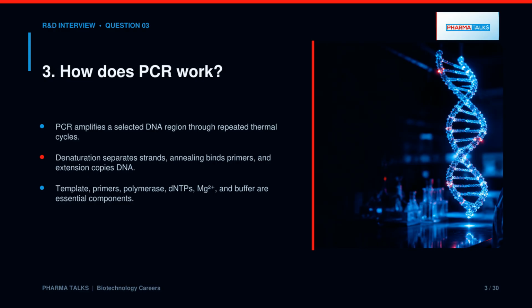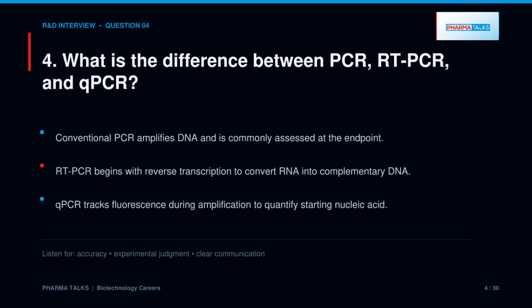Conventional PCR detects amplified DNA at the end of the reaction. RT-PCR adds a reverse transcription step, converting RNA into complementary DNA before amplification. Quantitative PCR, or qPCR, monitors fluorescence during each cycle to estimate starting material. Note that RT-PCR and qPCR are sometimes confused, so define your terminology clearly. Question 5. How would you design primers for a PCR experiment?